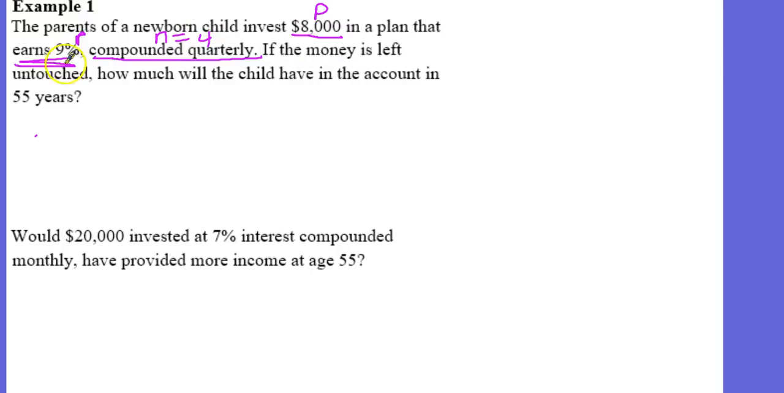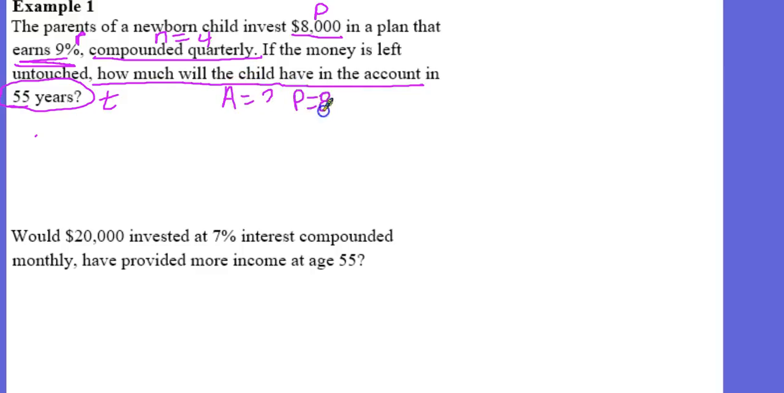If the money is left untouched, how much will the child have in the account? You know that's your A. That's what you're looking for. What's the child going to have in 55 years? 55 years represents the time. Okay, so we have read through it and we have identified all of our information. So A is what we're looking for.